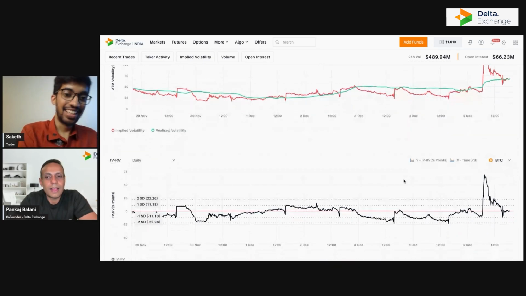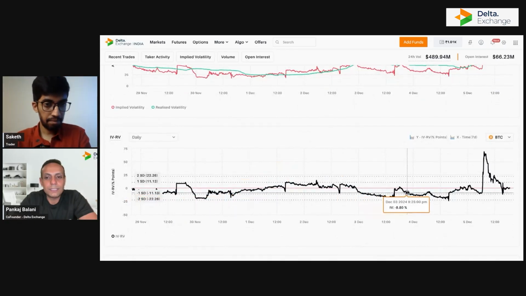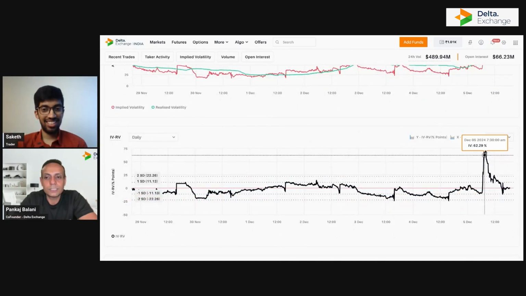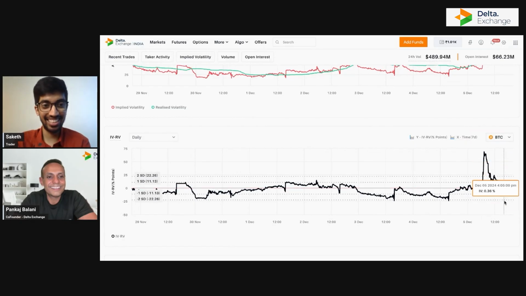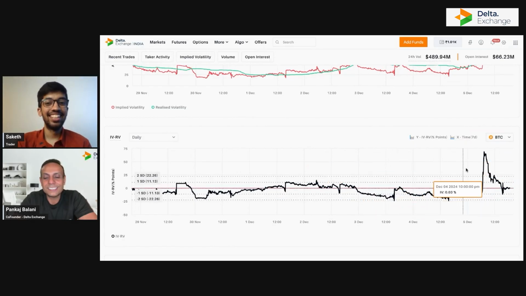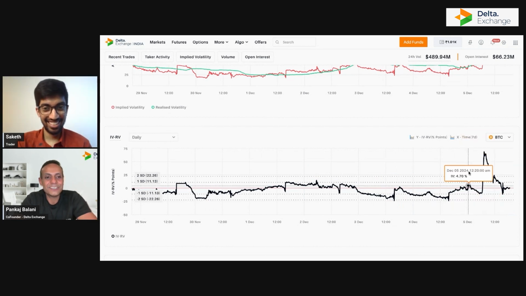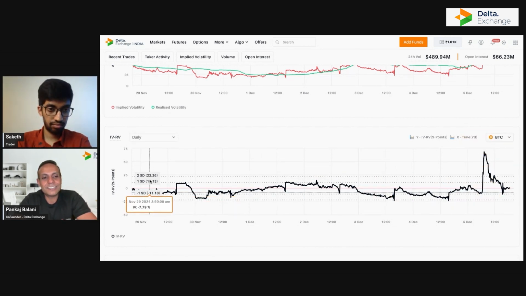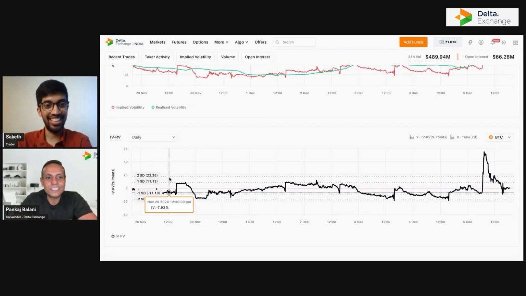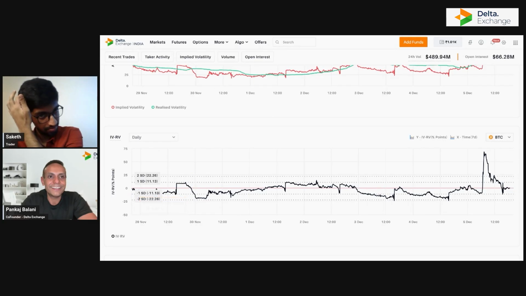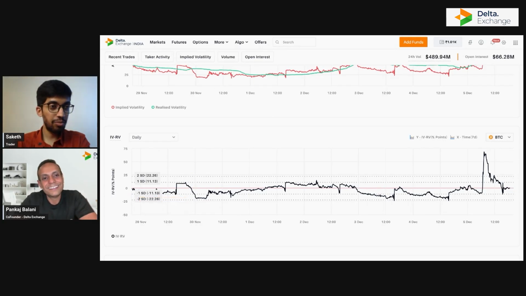And this is our IV minus RV chart. Look at how far from the standard deviation it is. Even two standard deviations is not able to cover it. This is like five standard deviations, where 10 percentage points is one standard deviation. The shift is like 50 points away.